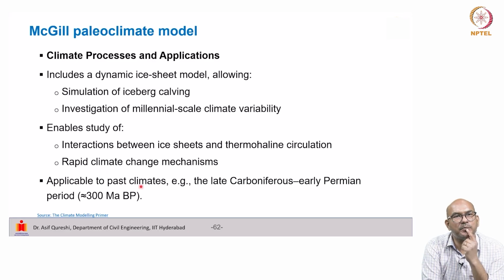It is applicable to past climates, for example, the late Carboniferous to early Permian period. So, 300 MA BP.